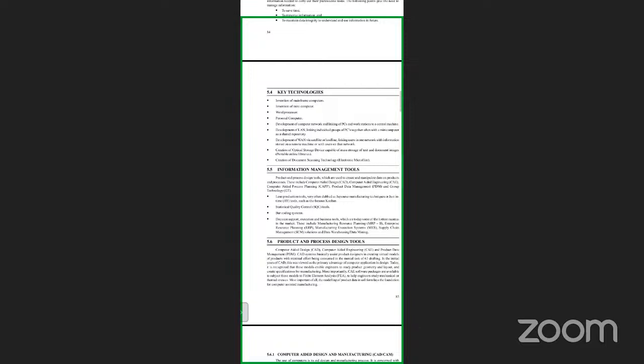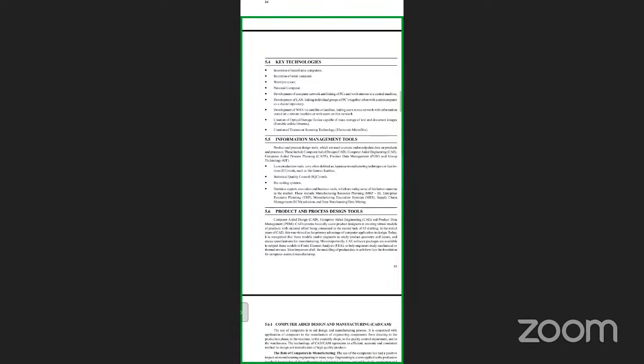And also creation of optical storage devices capable of mass storage of text and document images, and creation of document scanning technologies. These are the different technologies that have been used for storing the information that is used in the manufacturing process. Next, we have information management tools. Under this, as we have all heard, CAD, that is computer aided design, computer aided engineering, computer aided process planning, product data management, and group technology.